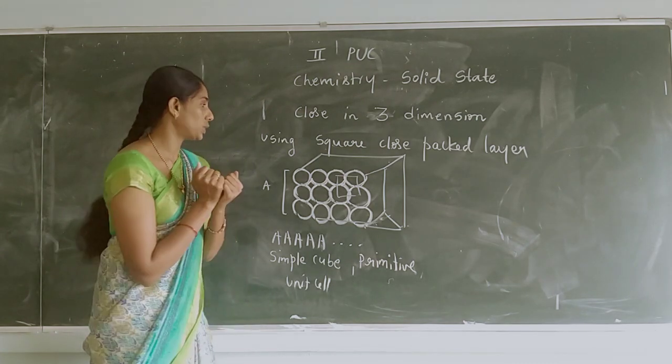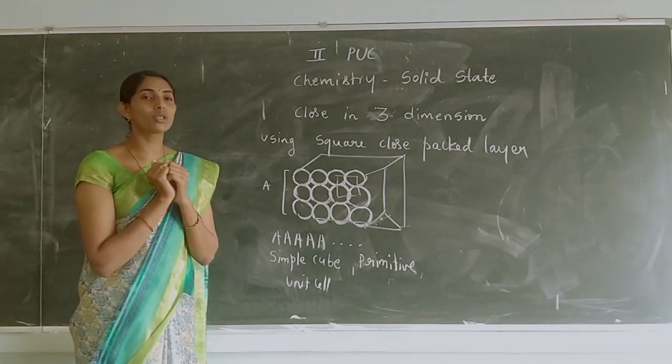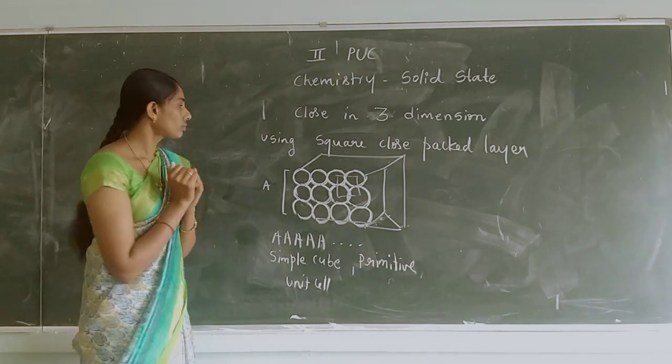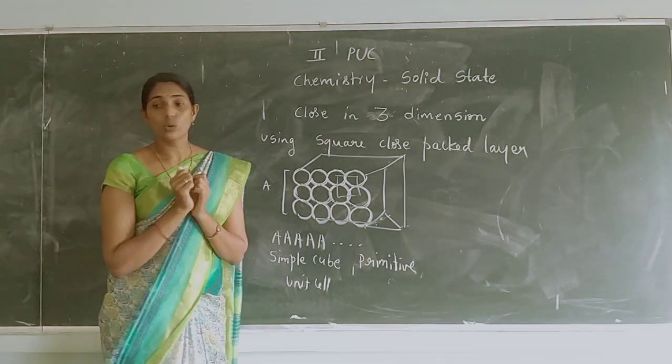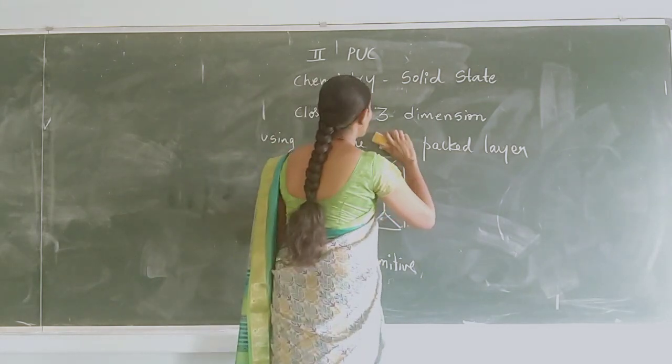Okay, cubic structure. So that is the square close packed layer, three-dimensional close packing by using the square close packed layer. Okay, so next we'll consider three-dimensional close packing using the hexagonal close packed layer.